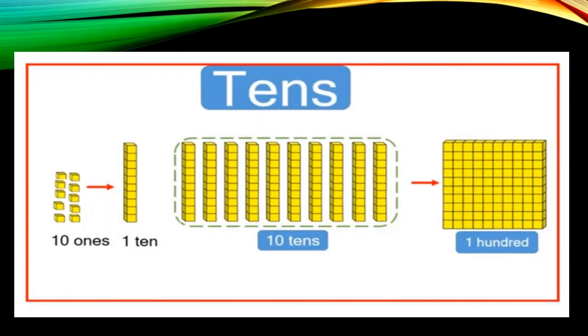Here 10 ones is equal to 10. I repeat, 10 ones equals to 10. You can look into the picture, children. There are such type of 10 blocks, 10 tens. It is called as 10 tens. 10 tens makes 100.